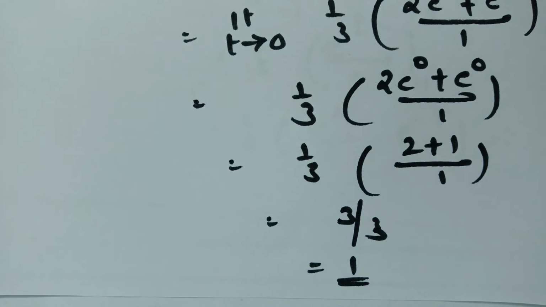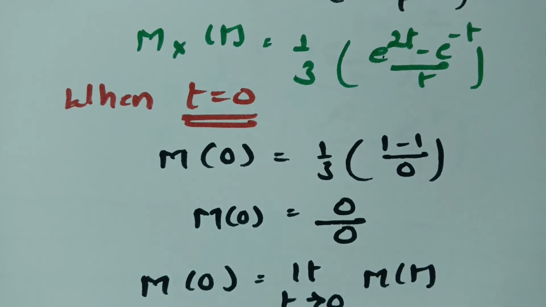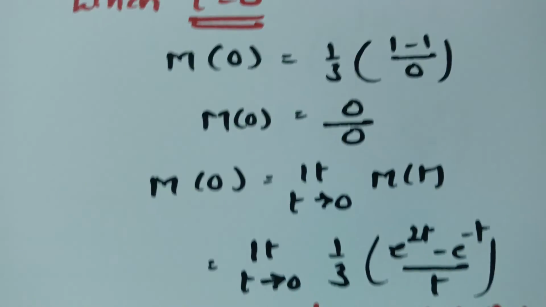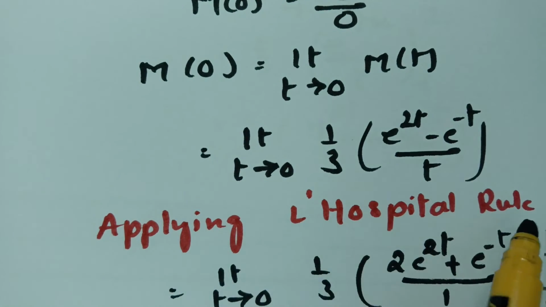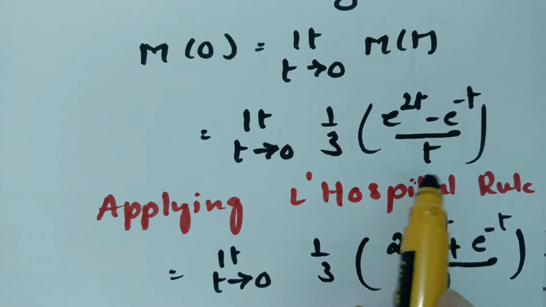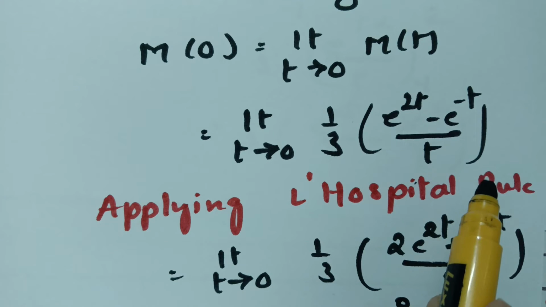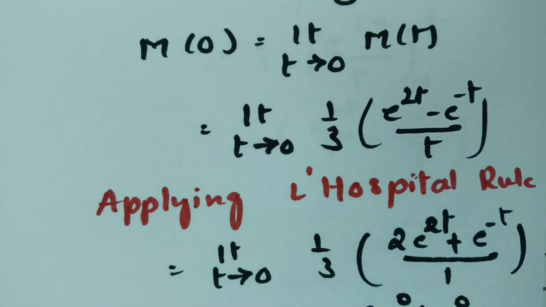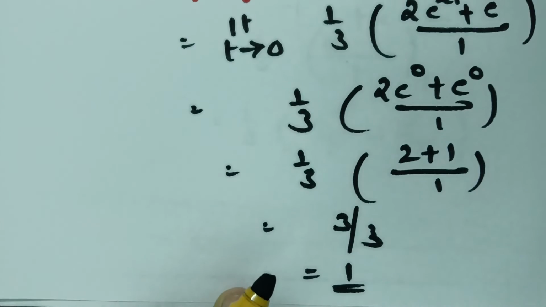So when t is equal to 0, we got 0 by 0, and we applied L'Hospital's rule in the numerator as well as the denominator. We made a derivative one time, and again applied t is equal to 0. So 1 is the answer.